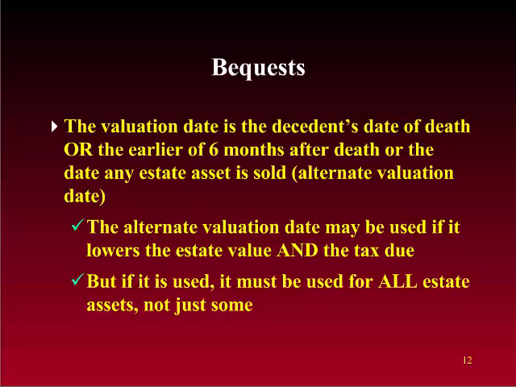The valuation date is the decedent's date of death or the earlier of 6 months after the date of death or the date that any estate asset is sold. This is called the alternate valuation date. Now, the alternate valuation date may be used if it lowers both the estate value and the estate tax due. So you can only use the alternate valuation date if it does both these things. But if you use the alternate valuation date, you need to use it for all estate assets. You can't pick and choose and just apply it to some.